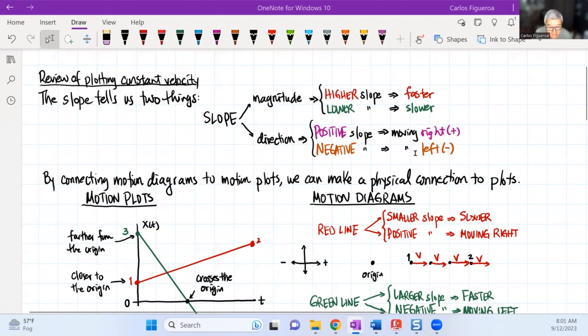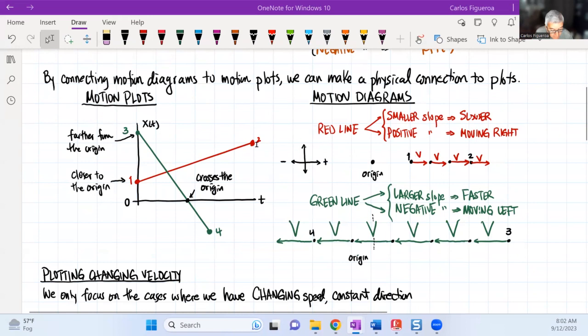So plots can be non-intuitive. The way we make plots intuitive is that we connect motion diagrams to these motion plots, and it will make it easier for us to comprehend what is going on. This was one of the examples that we did before. I separated out a motion plot versus motion diagrams.